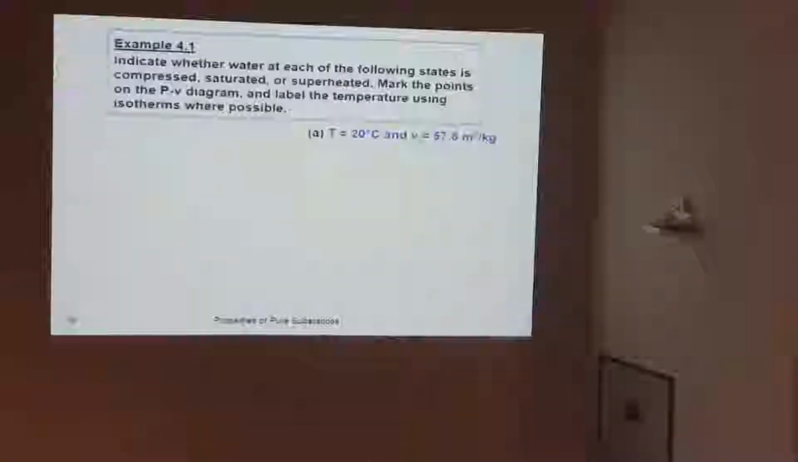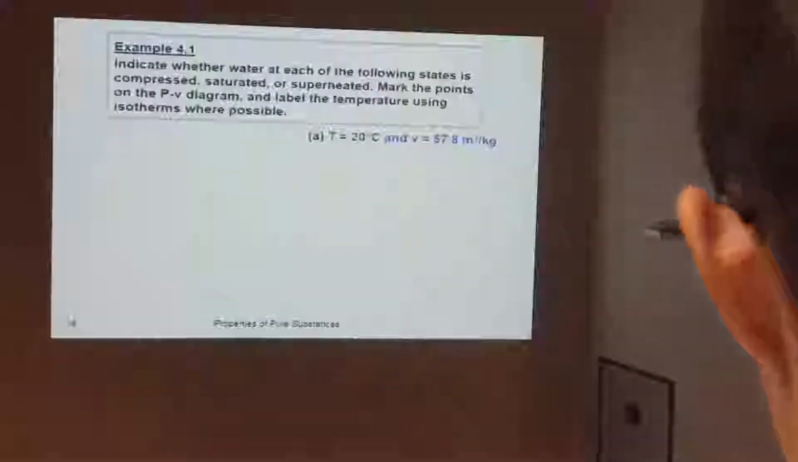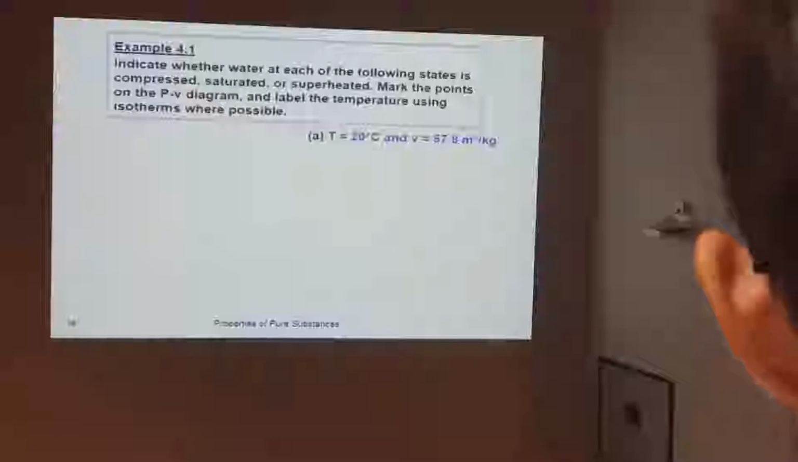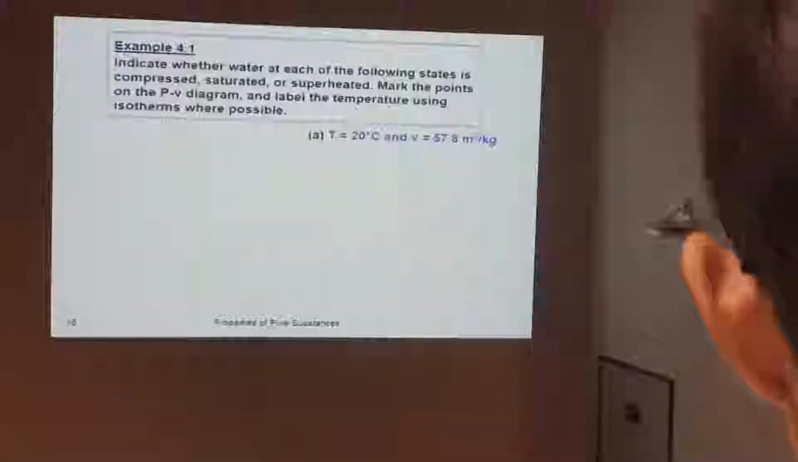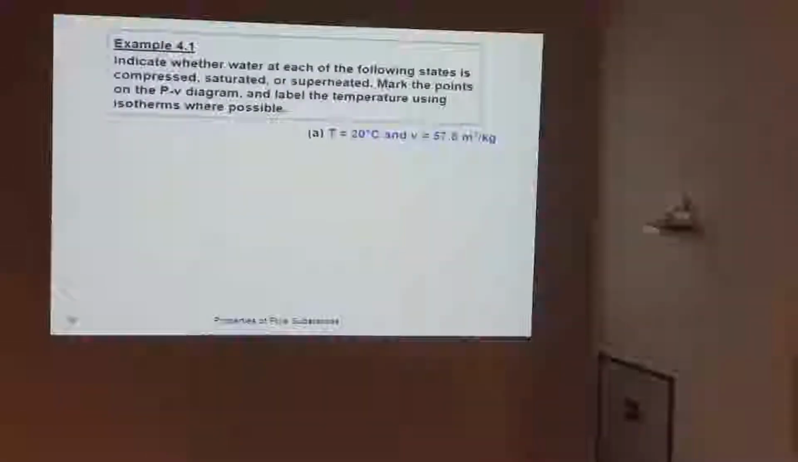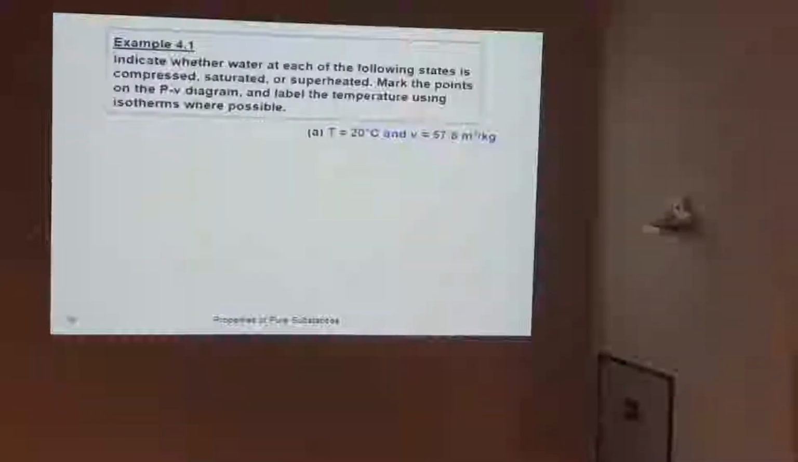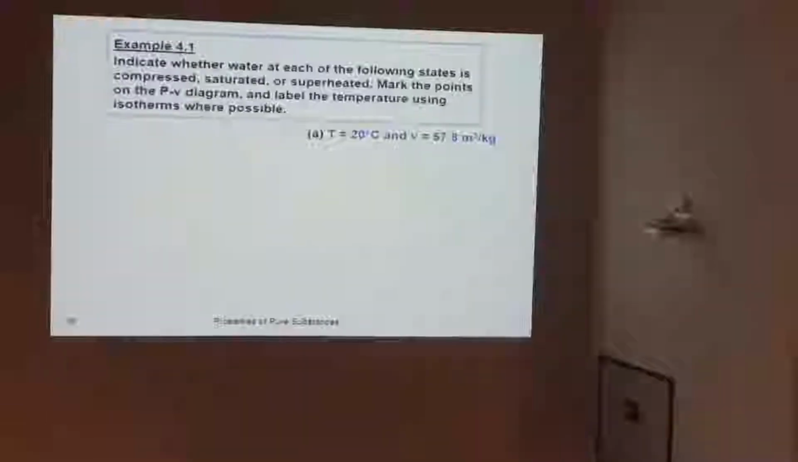Can you all quickly check the steam table, please? What's the V? Can you all quickly please check the steam table?